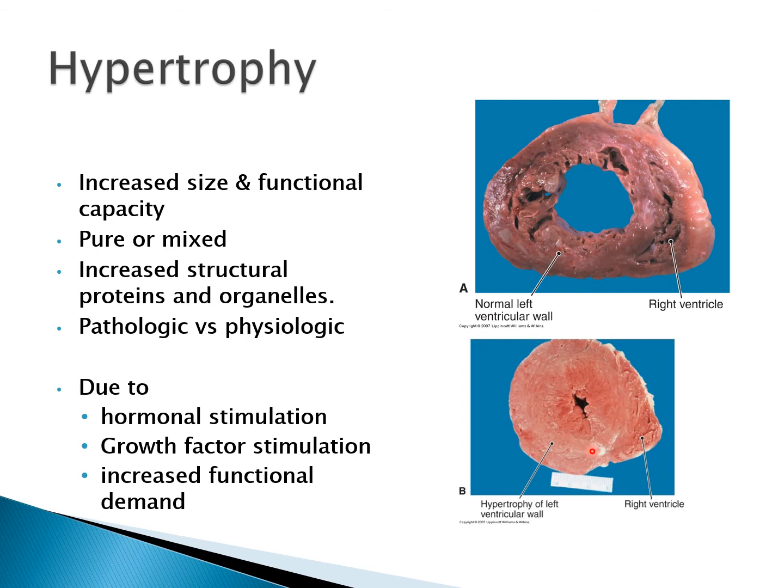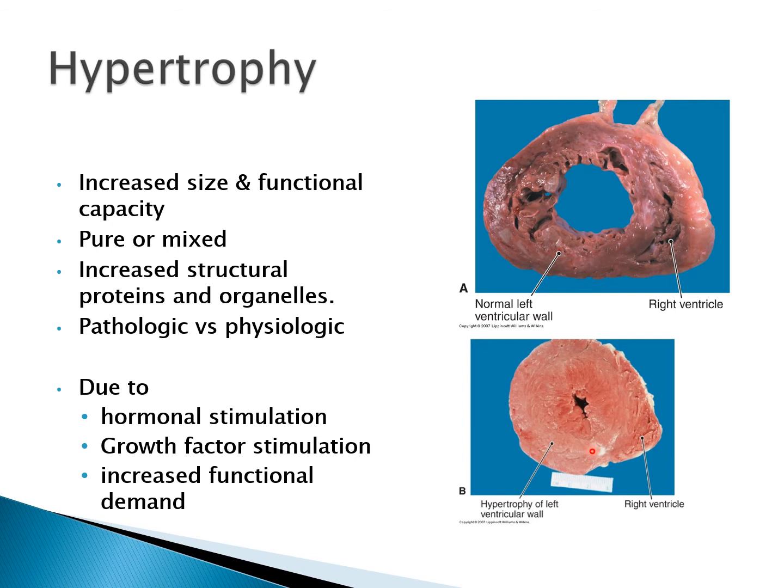So the mechanism here is by increasing functional demand. Now, sometimes it is also growth factor stimulation (أحيانا بيكون برضو growth factor stimulation). Now, hormonal stimulation also, like in the uterus of a patient who is pregnant, the smooth muscles of the uterus can undergo hypertrophy and hyperplasia in response to the estrogenic stimulation during pregnancy. So this is a physiologic adaptive mechanism.